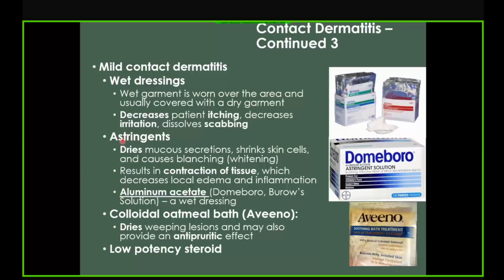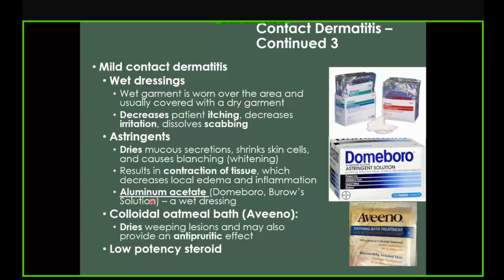They're going to dry out or shrink those skin cells. What you can see sometimes, especially in people who have lighter skin, less pigment, is that blanching occur or whitening. This is transient and it will go away. That's due to the contraction of the tissue, which is going to decrease the amount of fluids coming to that area, which is going to decrease the amount of inflammation in that area.